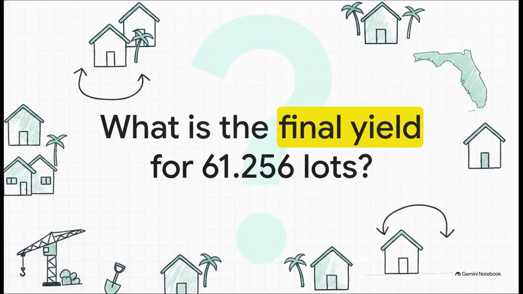All right, final question, and it's a conceptual one about how real-world developers actually have to operate when the math gives them a fraction. If a residential developer calculates a raw lot yield of 61.256 lots after deducting required infrastructure, what is the final allowable lot yield? Basically, what do you do with 61.256 lots?